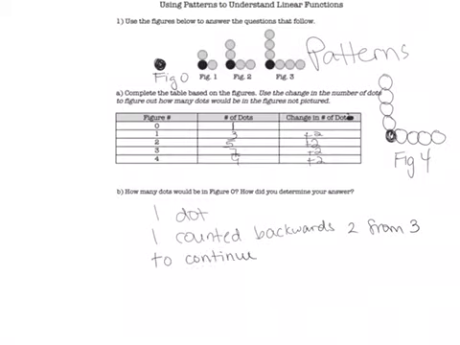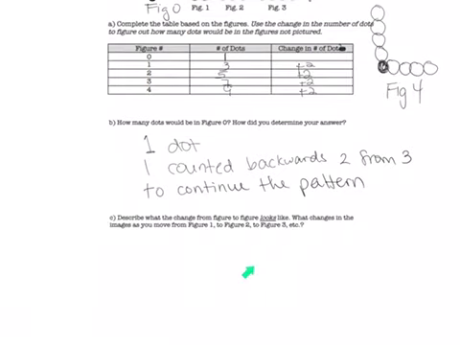Next we have the question, describe what the change from figure to figure looks like. So we've already talked about what it looks like for numbers, but let's try to describe it in words now. What changes in the images as you move from figure 1 to figure 2 to figure 3, etc. So now let's try to put that understanding into words.